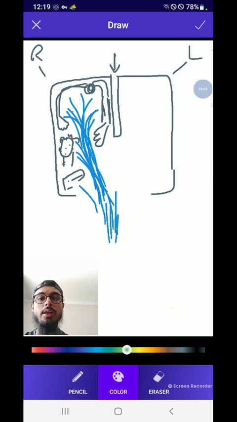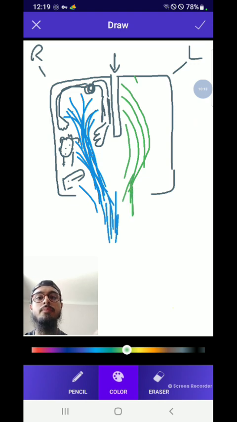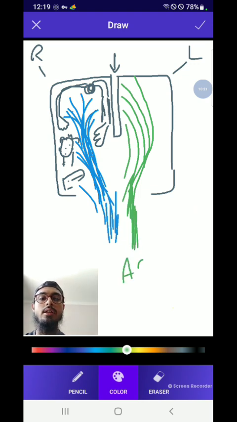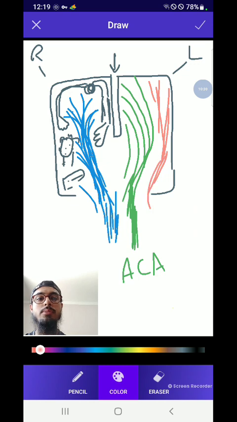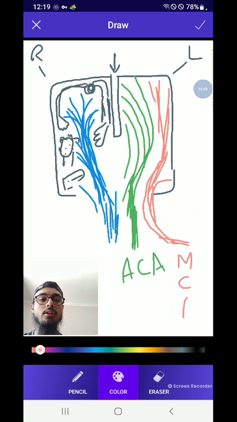Now I explain the blood supply of this area. This green area is supplied by the anterior cerebral artery. And the second area's blood supply is the middle cerebral artery. What is the importance of these arteries, the anterior cerebral artery and the middle cerebral artery?